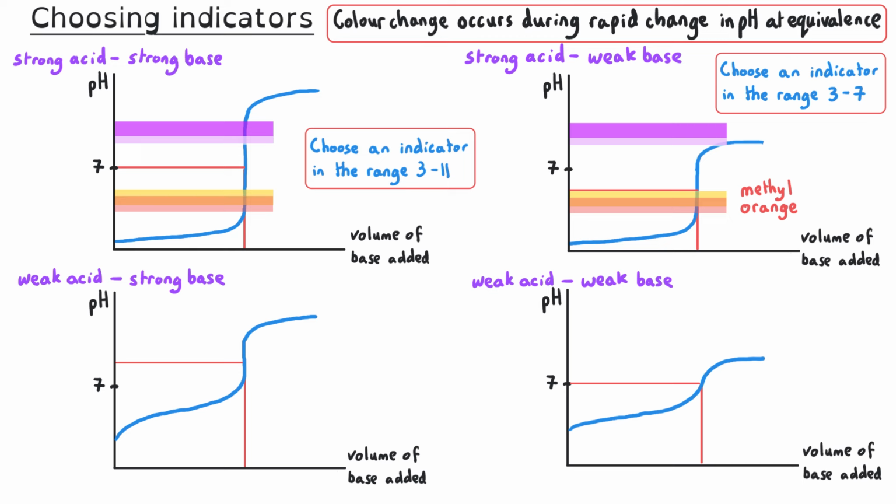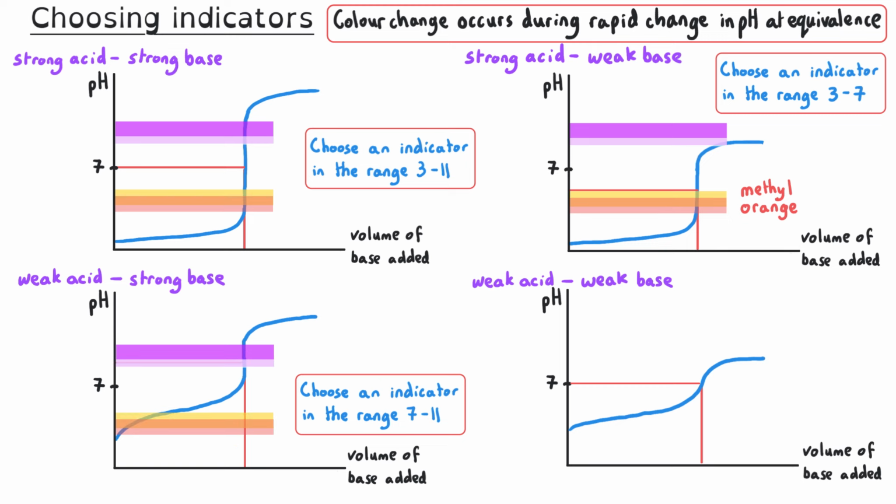For a weak acid strong base titration, the pH change will be between 7 and 11 at the equivalence point. And so this time methyl orange would not be appropriate as its pH range at its endpoint falls outside the 7 to 11 range. Whereas phenolphthalein's endpoint coincides with this rapid change of pH at equivalence point, so it would be an appropriate indicator to use.